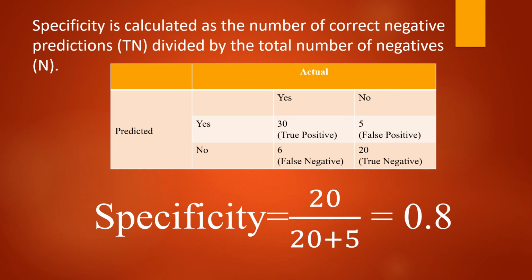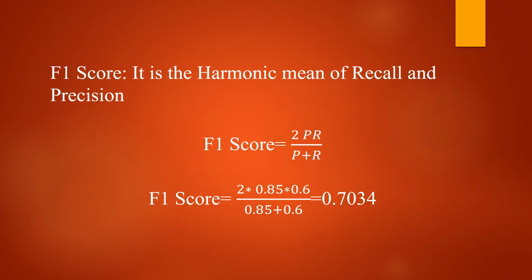Now let's learn about F1 score. F1 score is the harmonic mean of recall and precision. F1 score is equals to 2 times precision into recall upon precision plus recall, which is nothing but 2 into 0.85 into 0.6 upon 0.85 plus 0.6. It is 70.34%. The F1 score is 70%.